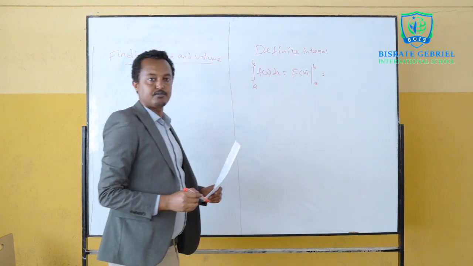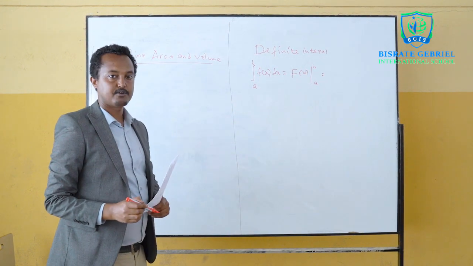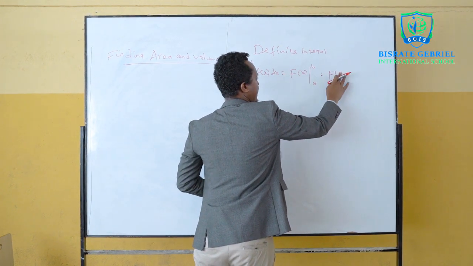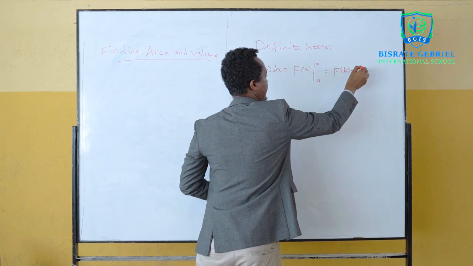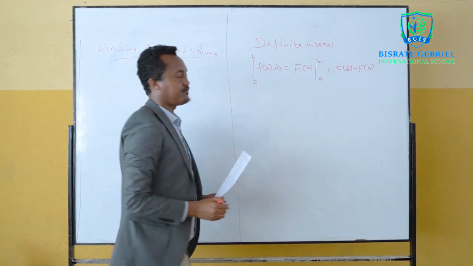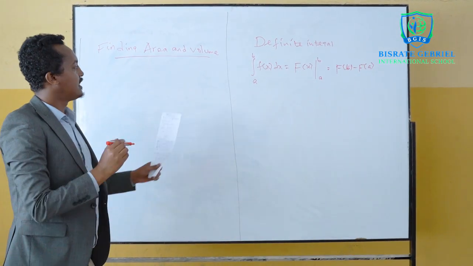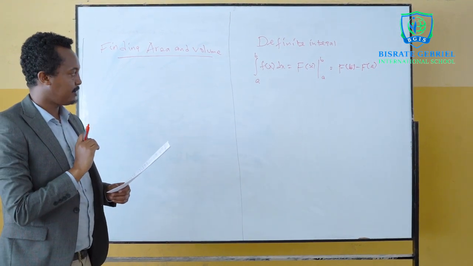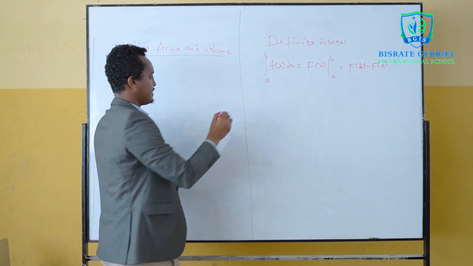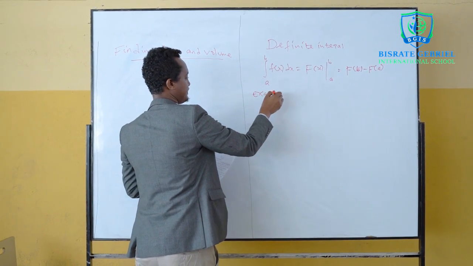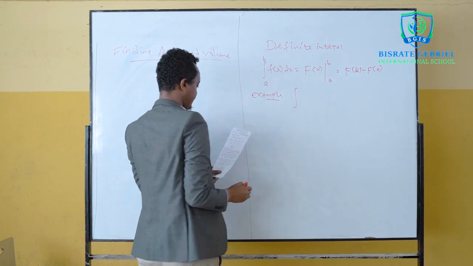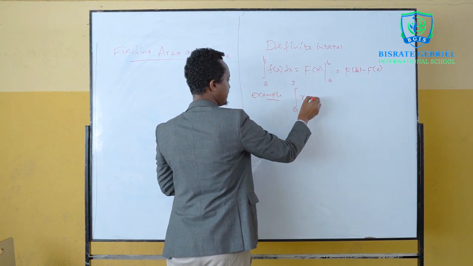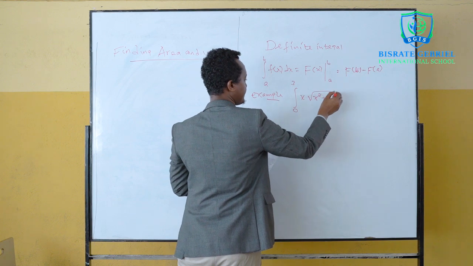So the lower limit of this integration is a, the upper limit is b, so that the last output will be f of b minus f of a. This is the basic step of finding a definite integral. So keep this in your mind, and let's give one example about definite integral. The example is: find the definite integral from 0 up to 3 of x radical of x squared plus 1.